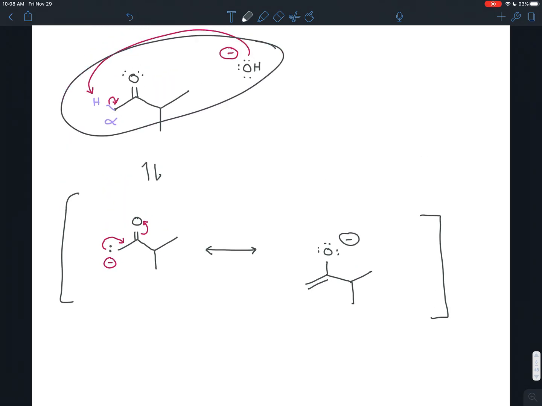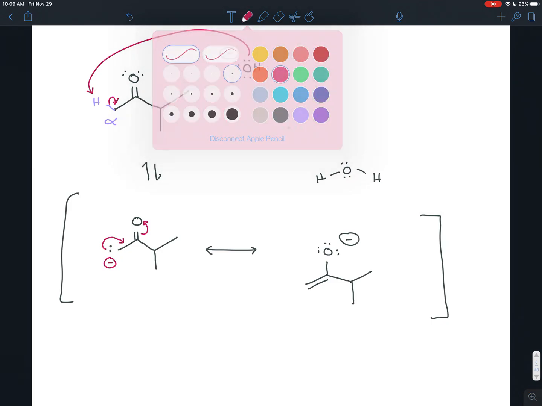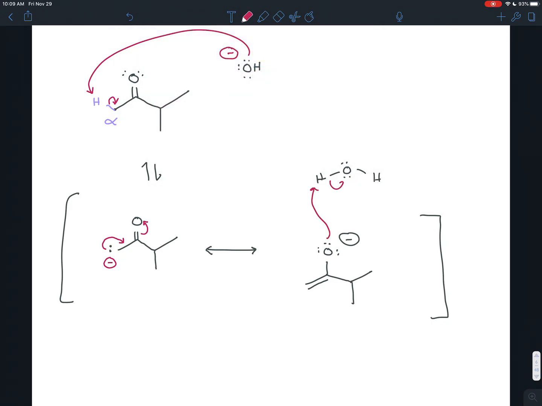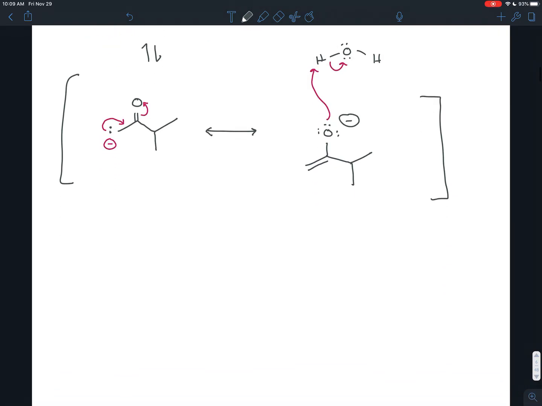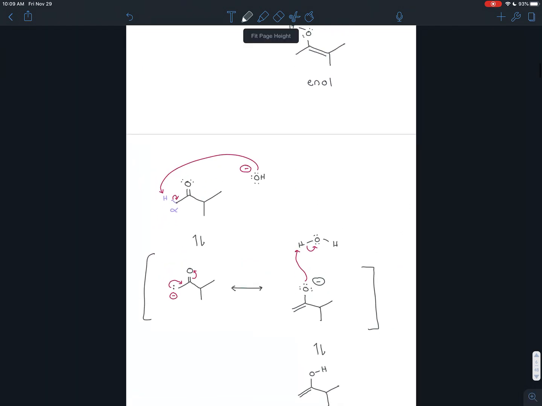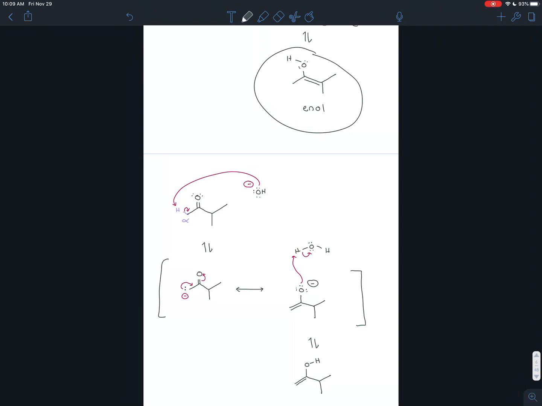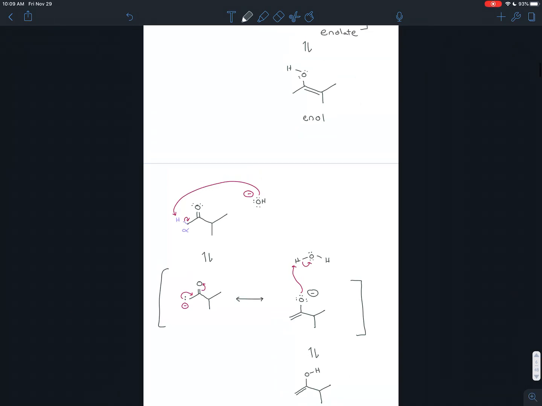When the base stole the hydrogen, it became water, and now it can act as an acid. This oxygen steals the hydrogen, the electrons snap back onto the oxygen. Notice that's another proton transfer, and at the end you have your other possible enol. So from that original molecule, you could get two possible enols. One if there's an alpha hydrogen on the right, and one if there's an alpha hydrogen on the left.